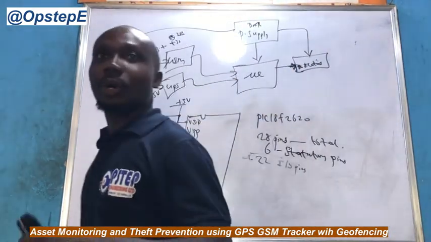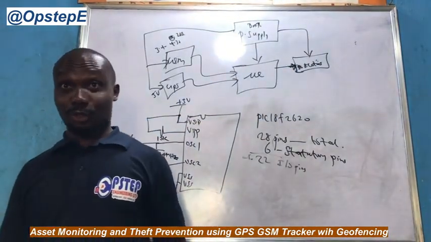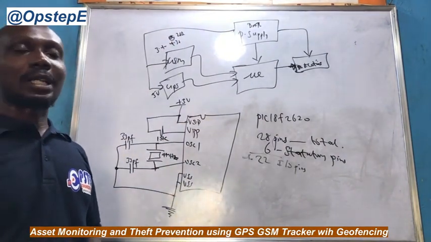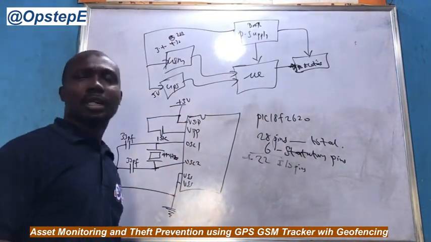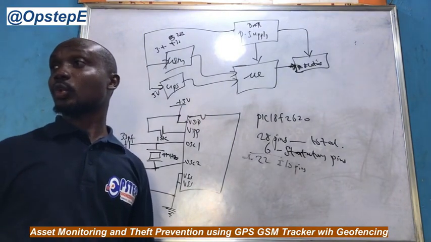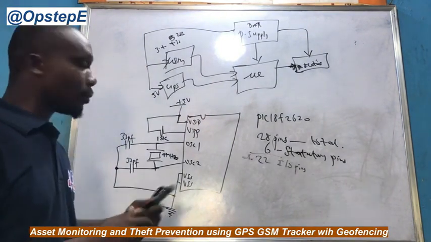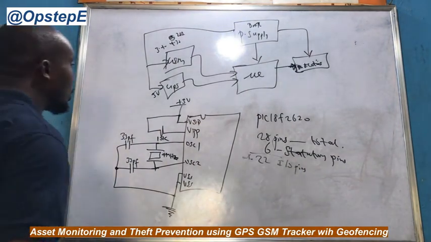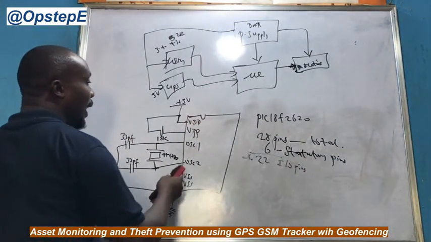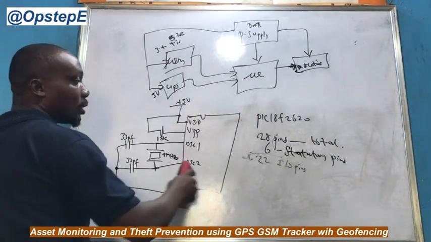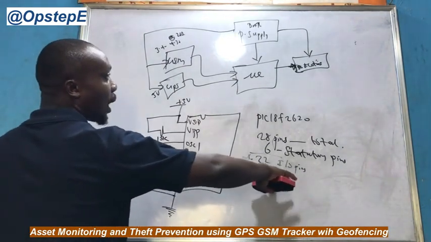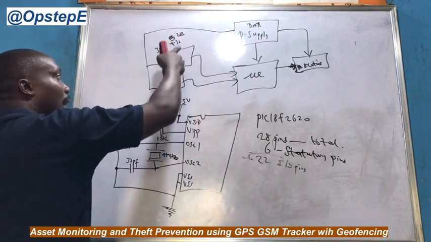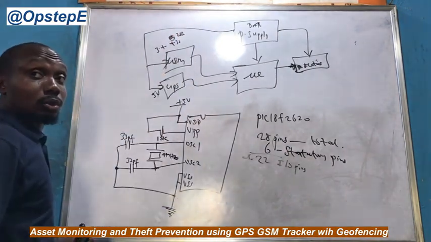It's like having a battery in your car. You understand, having a battery, then having a steering or an accelerator, what do you call that, a clutch and the throttle, and stuff like that. Does it make sense? Outside this space, the other 22 pins are where connections are now made to the GSM module and to the GPS module. Do you understand it?